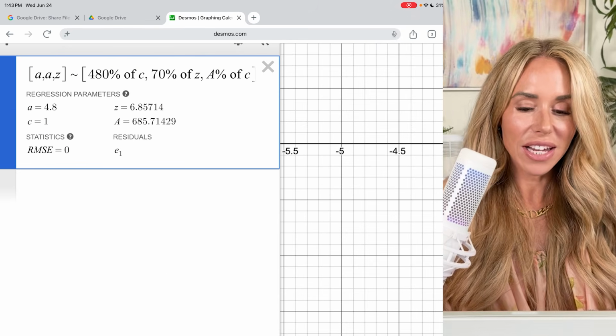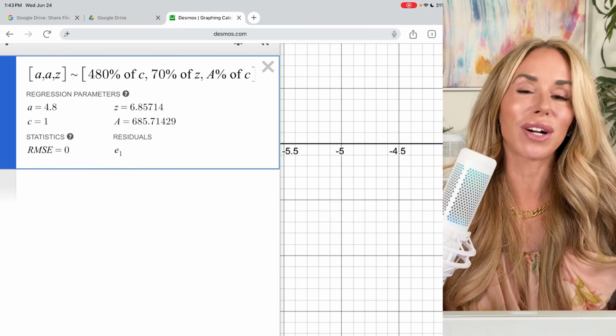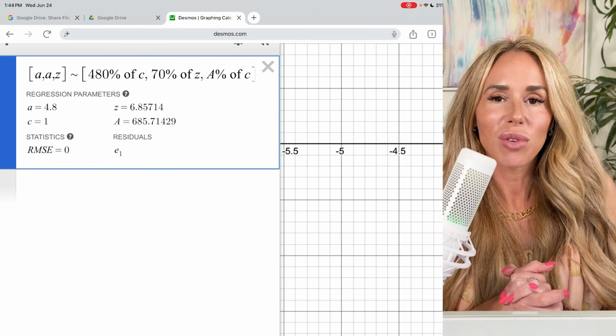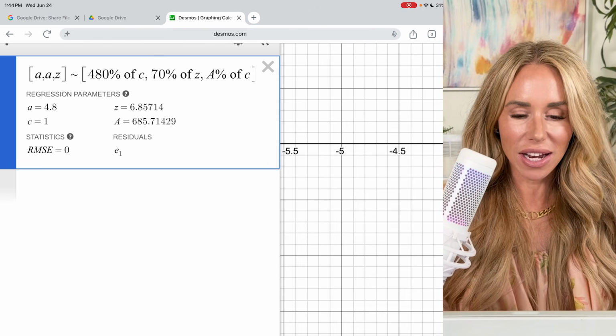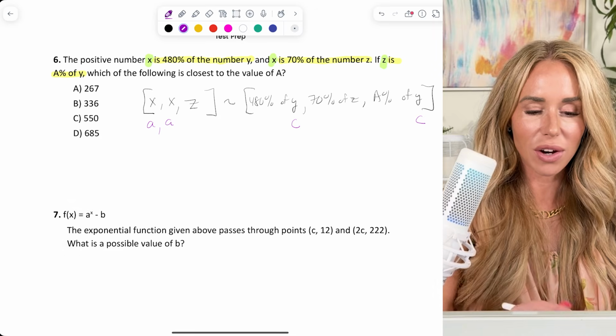All right, now you'll see the beauty of Desmos is it does all the work for you. The question said, what is the closest value of a? It spit it out beautifully for us. It's 685. So we're going to go ahead and pick D.